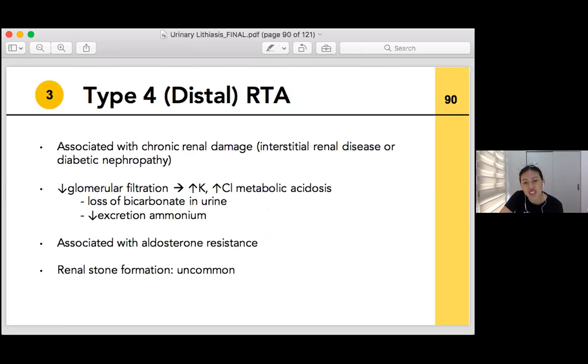And type 4 RTA is associated with chronic renal damage, such as seen in patients with interstitial renal disease and diabetic nephropathy. So the reduction in glomerular filtration includes hyperkalemic hyperchloremic metabolic acidosis, which is caused by loss of bicarbonate in the urine and decreased excretion of ammonium. This is also associated with aldosterone resistance because aldosterone contributes to stimulation of distal acidification and hydrogen potassium exchange, and renal stone formation in this type is also uncommon.